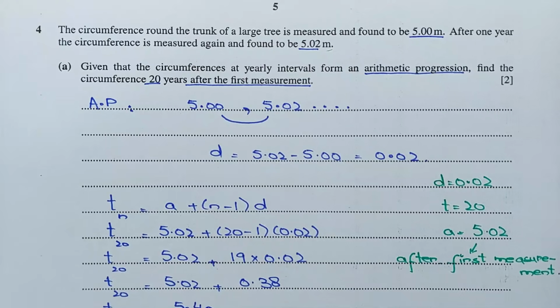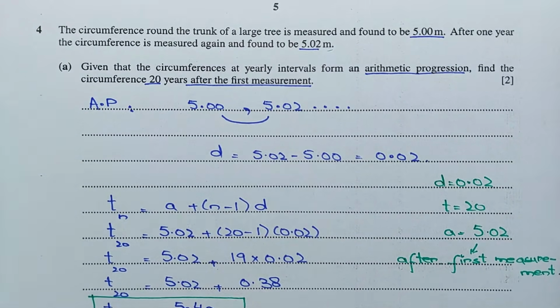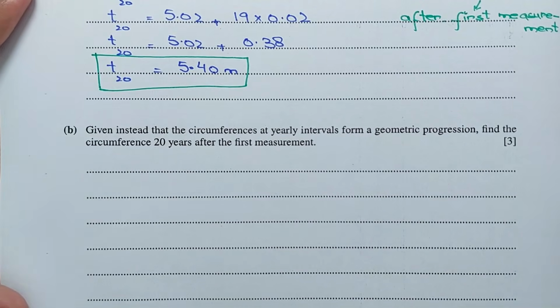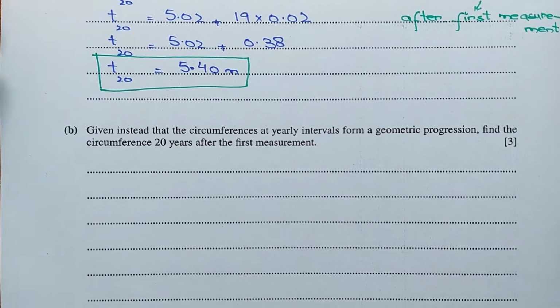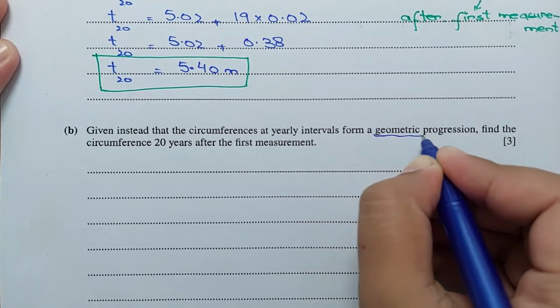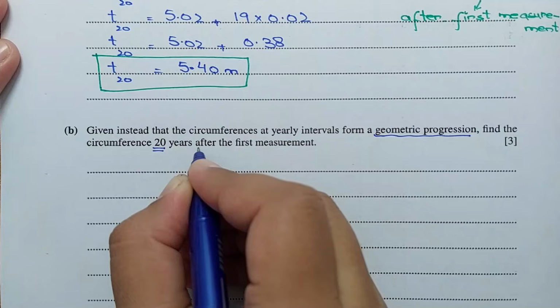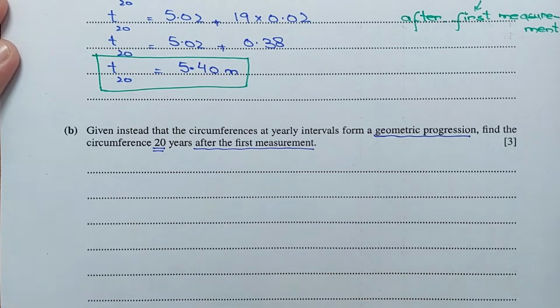So we can say the circumference 20 years after the first measurement is 5.40 meters. Now for part B, given instead that the circumference at yearly intervals forms a geometric progression, find the circumference 20 years after the first measurement again.